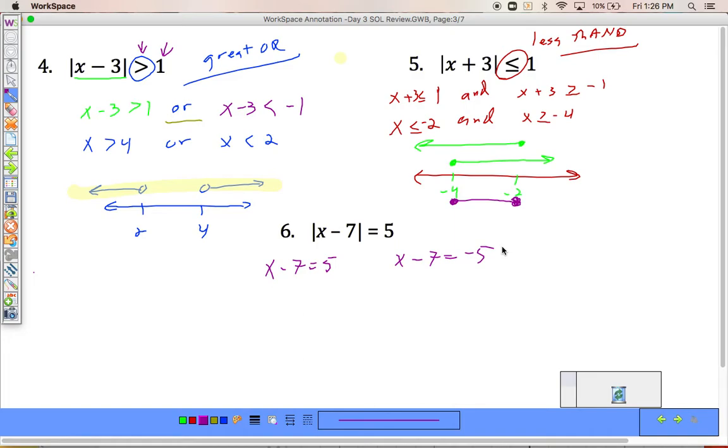I solve both. And those are my two solutions. Easy as that. Left side stays the same. What's inside the absolute value bar stays the same. And you set it equal to that number on the right and the opposite of what's on the right.